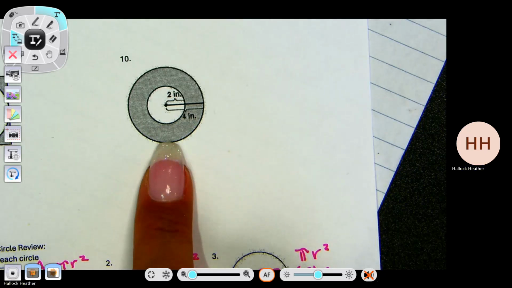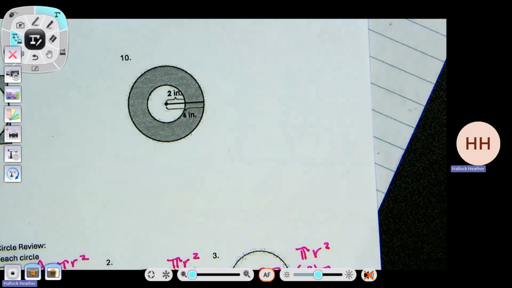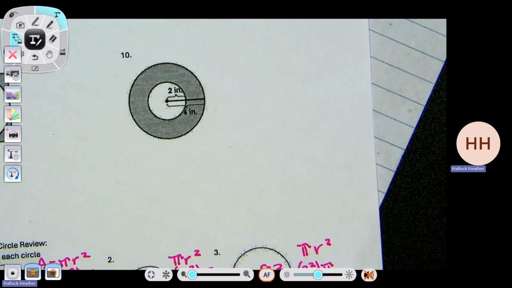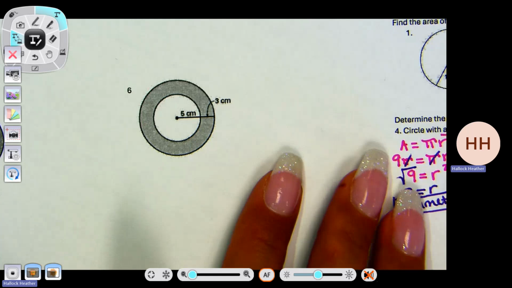So if I have a circle overlapping a circle, I'm going to find the area of each circle. And then what do you think I'm going to do with them to find the shaded region if they're on top of each other? Add them, divide them, subtract them, multiply them? Nope, not divide. Subtract. Because they're overlapping, I'm going to subtract their areas to find the difference between them.